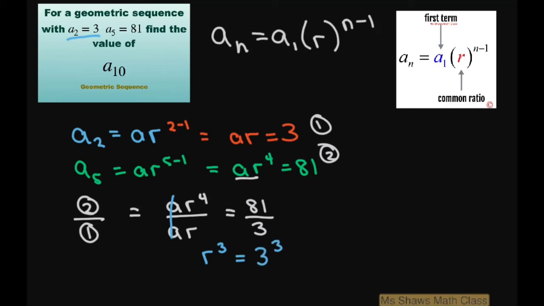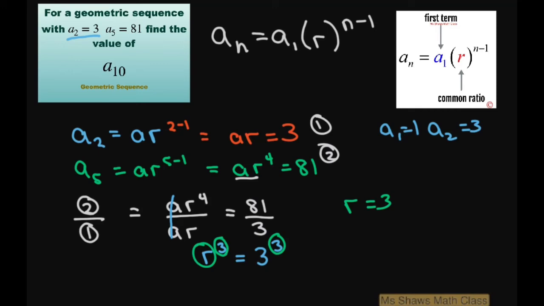You write it as 3 cubed, and you can just set our 3's together, so R is 3. Since our 3's match, R has to be 3. Since R is 3, then if our second term is 3 and you divide it by 3, our first term has to equal 1.